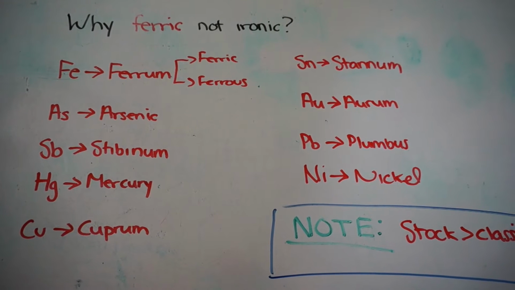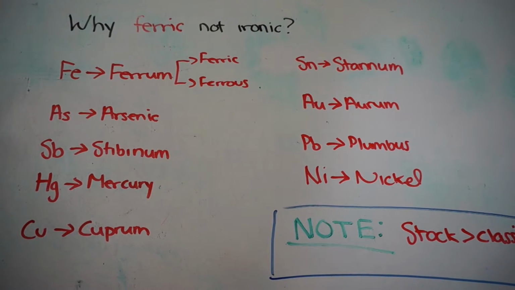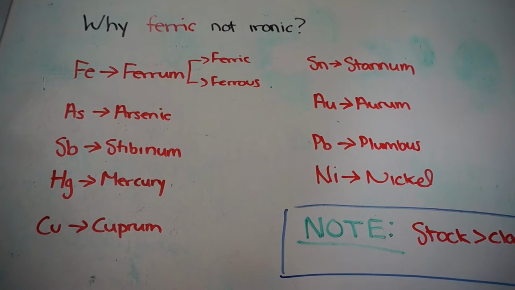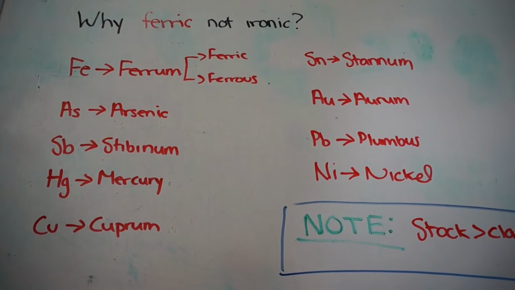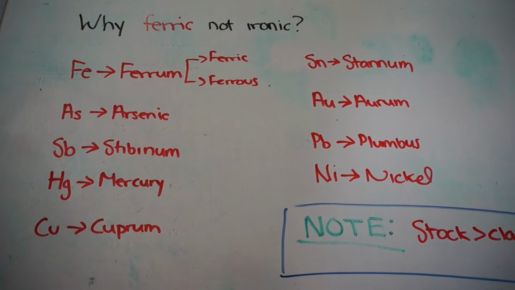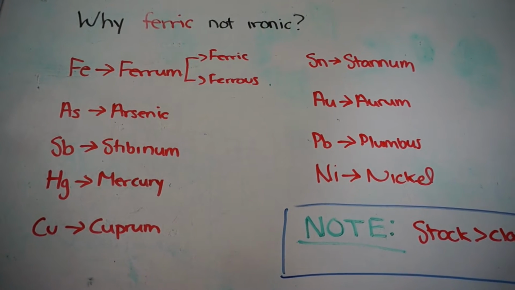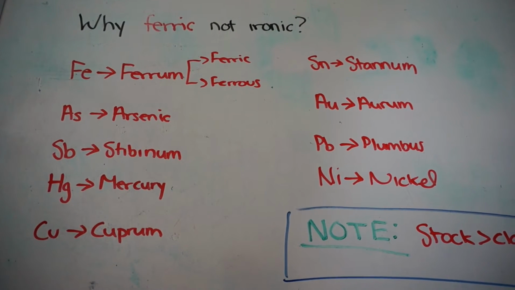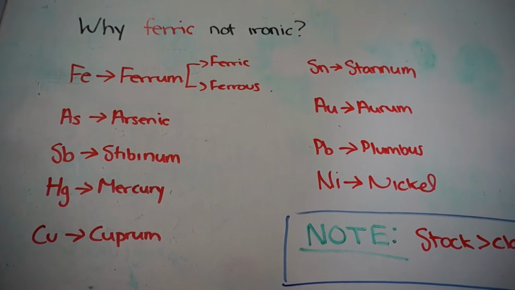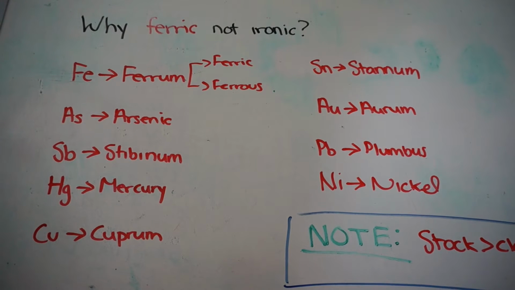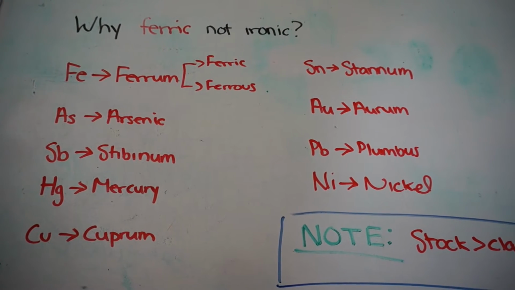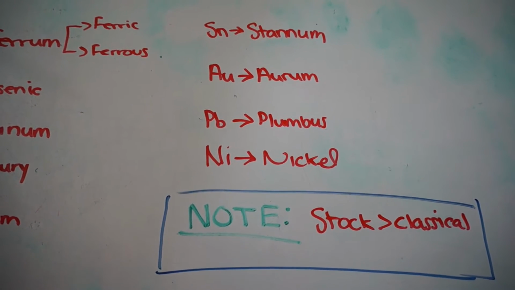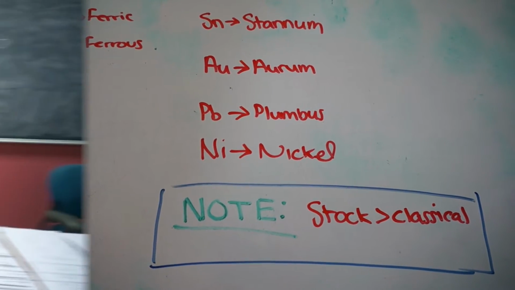You may be wondering why in the second last example we used ferric and not ironic. Well, there's always a specific way of writing things in chemistry. There are certain elements that when naming it using the classical system, their Latin or Greek names are preferred. Here's a list of them that is highly recommended to memorize. Feel free to pause the video and copy them down. And one last thing that should be noted is that the stock method is always preferred to the classical method.